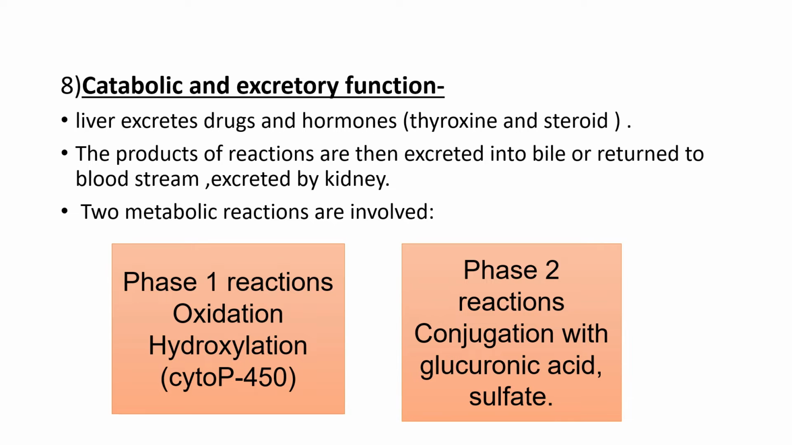Catabolic and excretory function of the liver. The liver excretes drugs and hormones like thyroxine and steroids, and all the products of the reactions are excreted into the bile, then return into the bloodstream and are ultimately excreted via the kidney. It excretes and catabolizes by two metabolic reactions. The phase 1 reaction is oxidation and hydroxylation with the help of cytochrome P450, and the phase 2 reactions are conjugation reactions with glucuronic acid and sulfate.